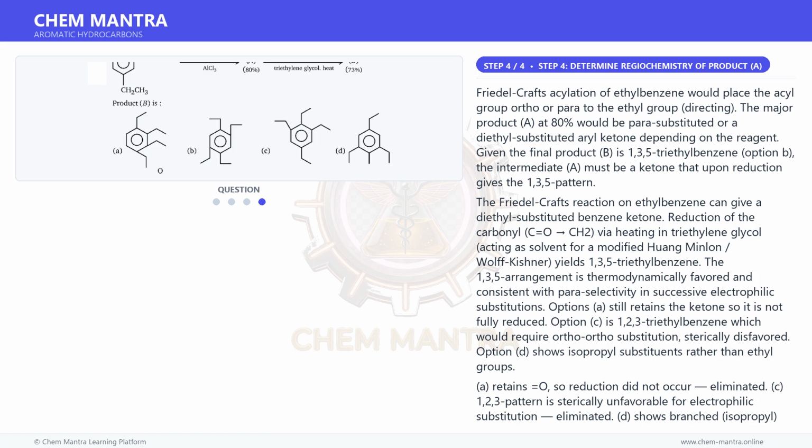A retains C=O, so reduction did not occur, eliminated. C, 1,2,3 pattern is sterically unfavorable for electrophilic substitution, eliminated. D shows branched isopropyl groups, not ethyl groups, eliminated. B, 1,3,5-triethylbenzene is the correct symmetric product of para-directed Friedel-Crafts followed by carbonyl reduction.